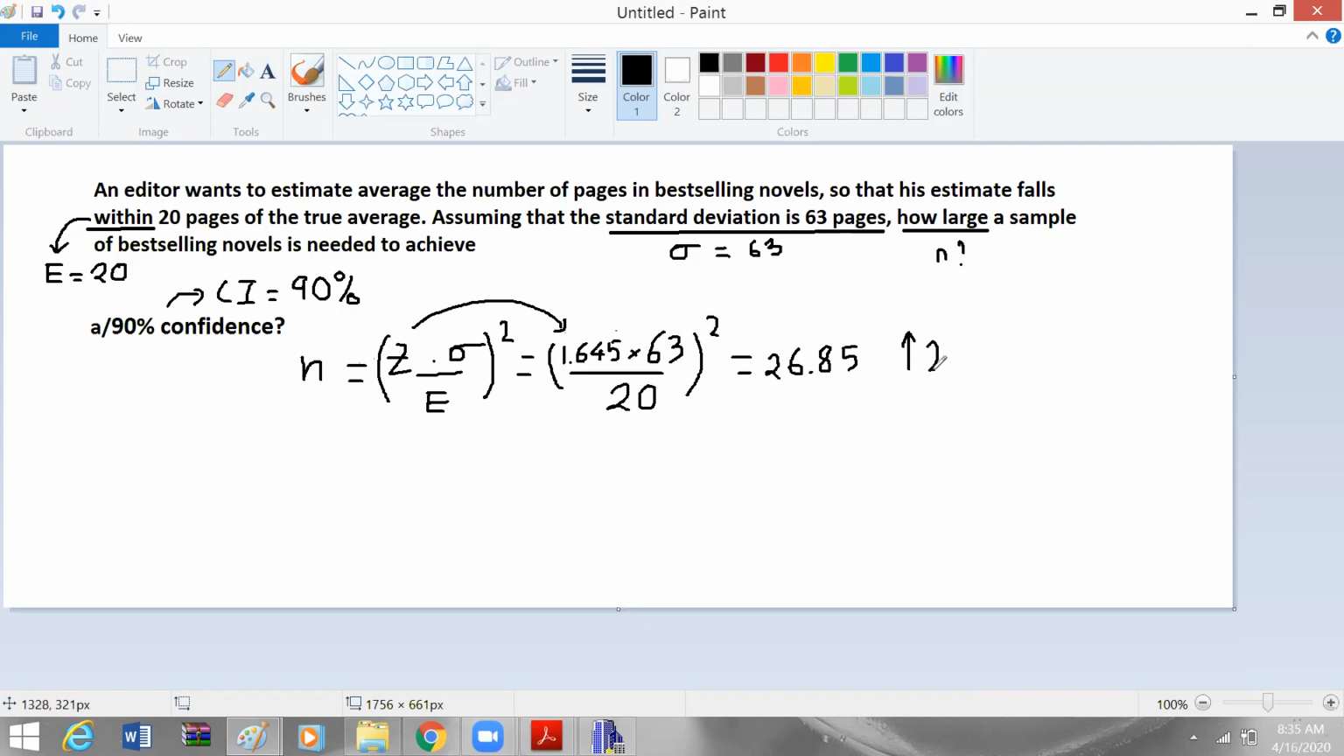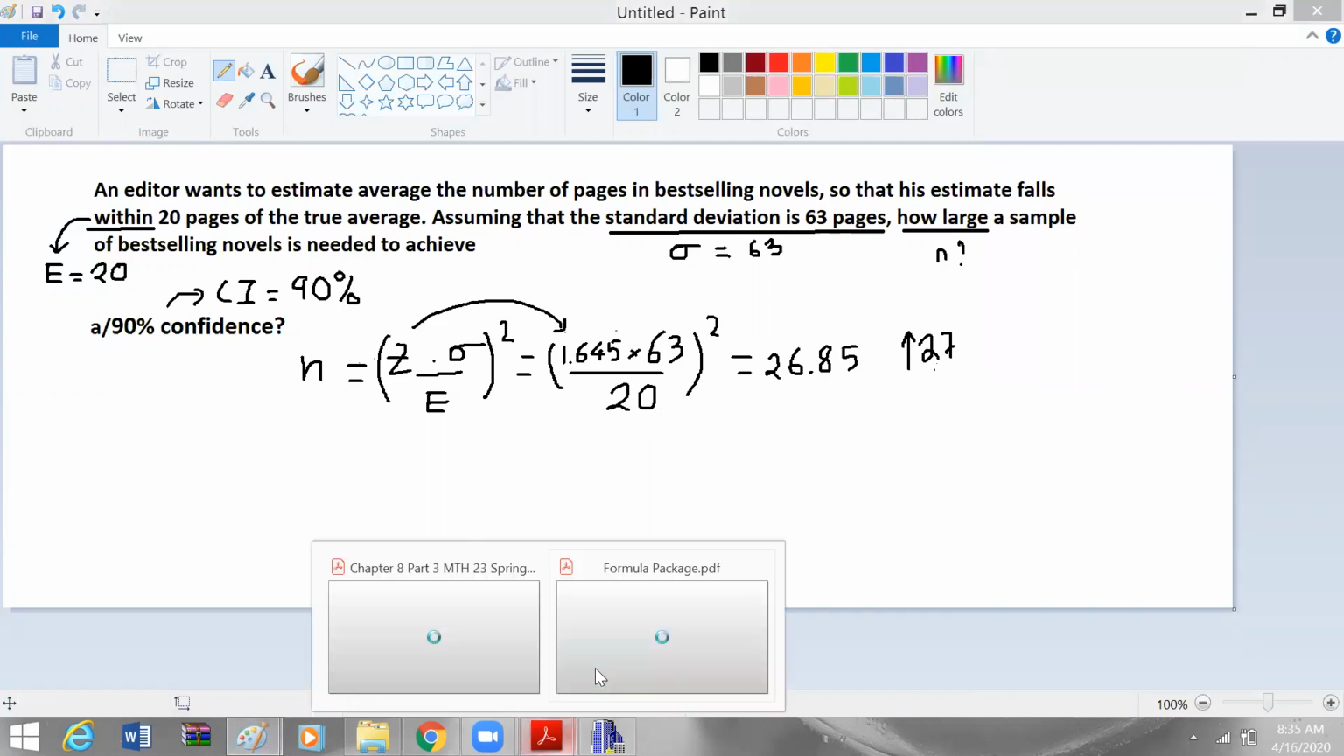We only round up in two situations. One is in chapter 2, where we round up the keyword. So for this one, we have to round up the sample size. But if you don't want to round it off, that's fine, you can keep the answer, which is 26.85. But the answer has to be 27.